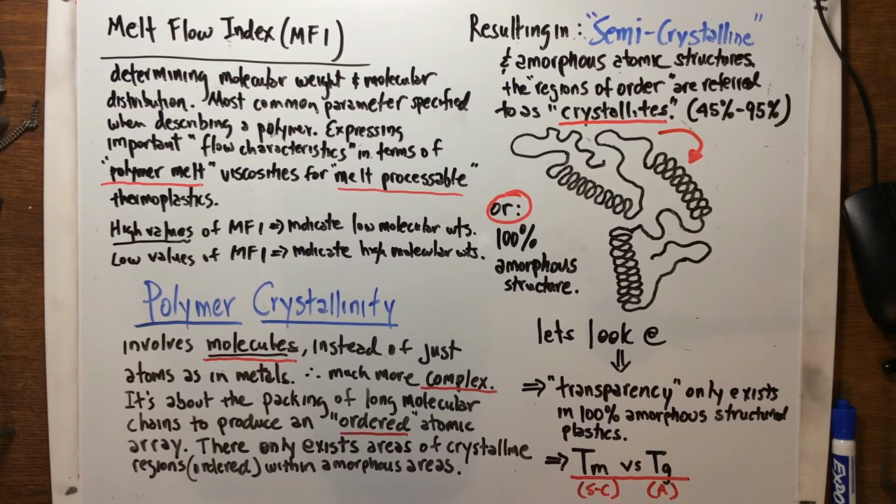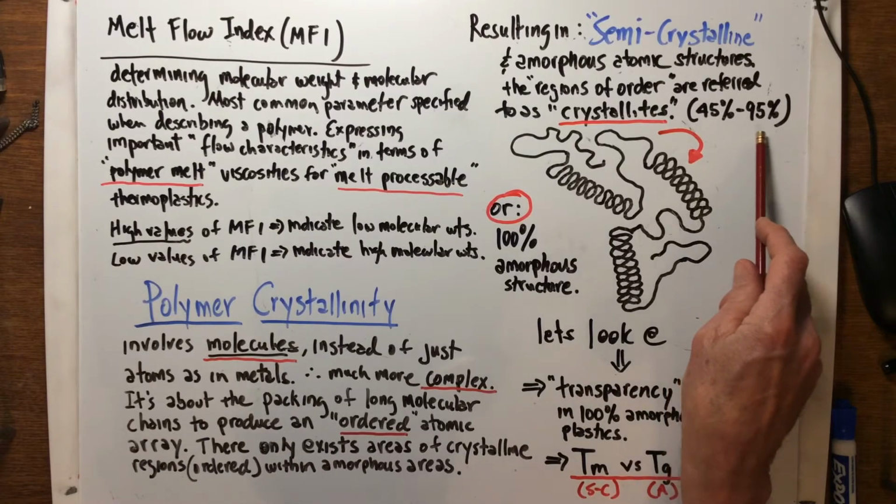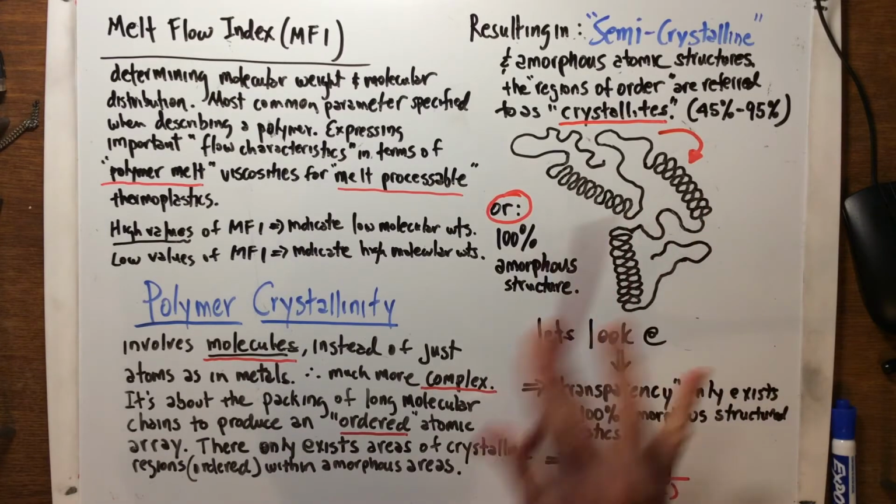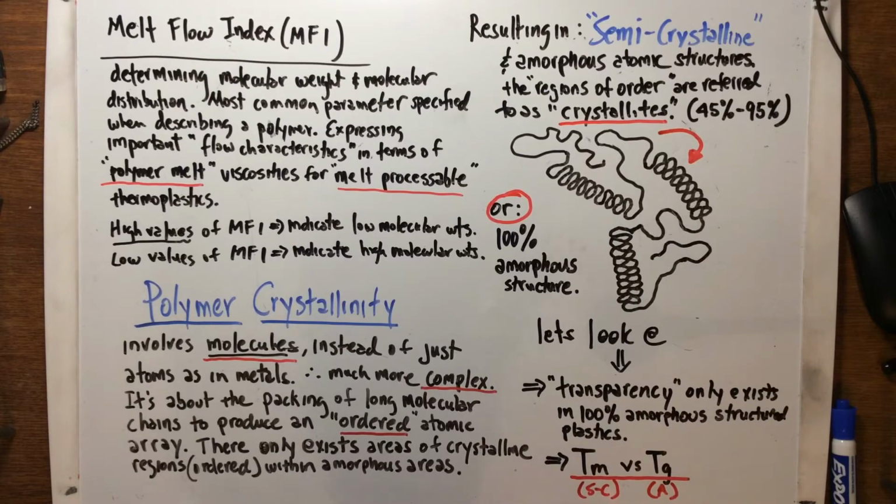Now, as more and more crystallites form in some of these polymers, you start adding in a little bit of translucency. It starts to kind of cloud up a little bit, until it becomes, when it's really high, 80 to 90%, almost completely opaque. Of course, you can color anything, but I'm talking about its natural structure. So that's kind of an interesting factor.